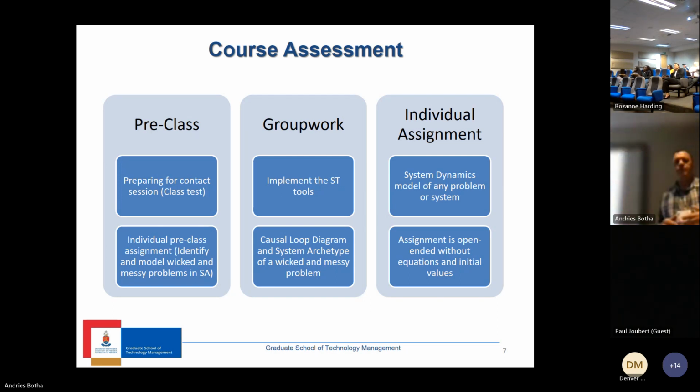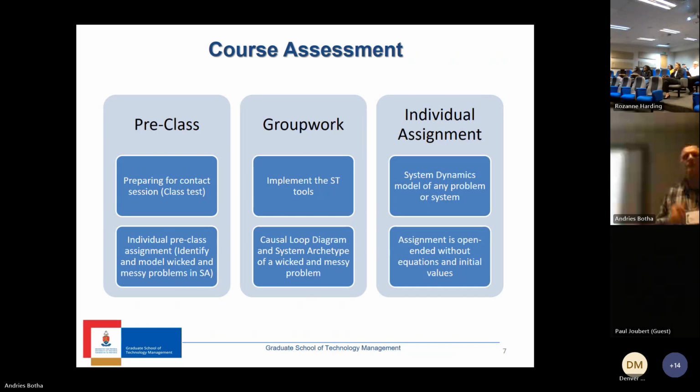During the class, we have some group work going. This is where we show them how to implement this and use different systems thinking tools, where they can start drawing some causal diagrams, identify archetypes, and analyze the problem. And then afterwards, we have an individual assignment where they have to get a system dynamics model running and go on to test some sort of policy.